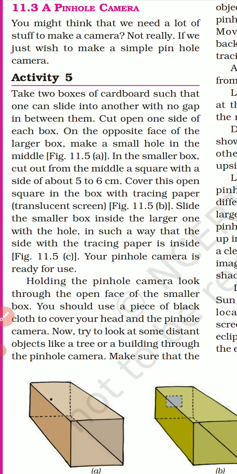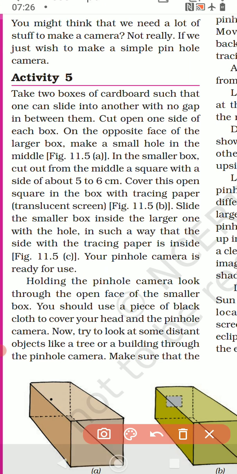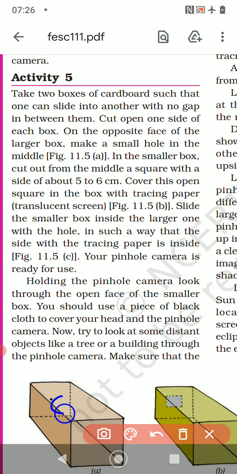On the opposite face of the larger box, make a small hole in the middle. So you can see there is a hole in the middle. The hole is made here. Yeah, you can see the hole. Now it's a little larger, and this is a little smaller. So the smaller will go into the larger one. Make a small hole in the middle.